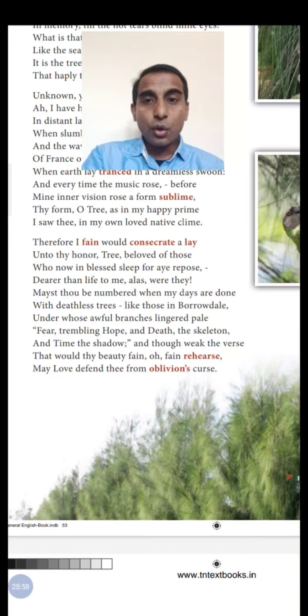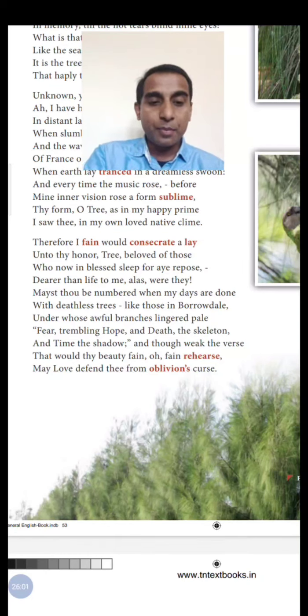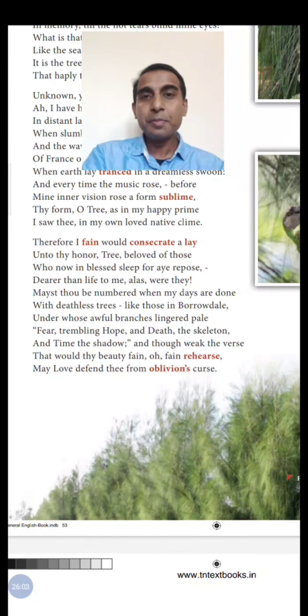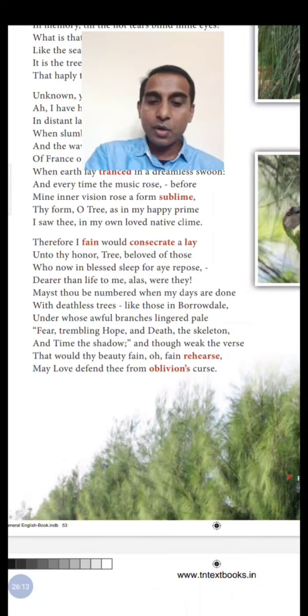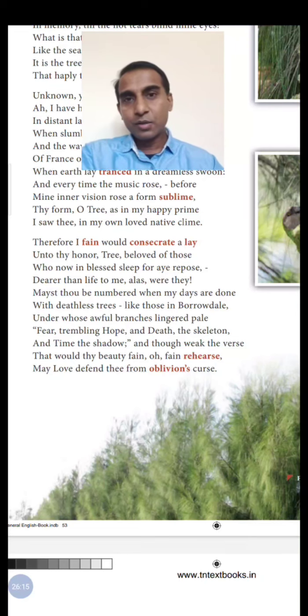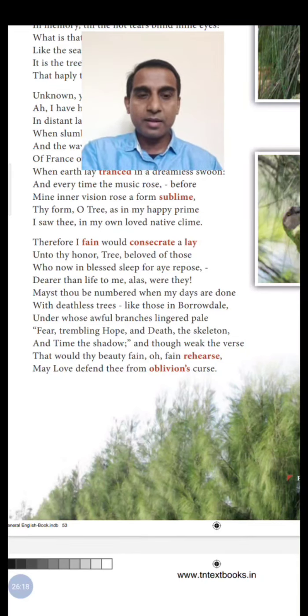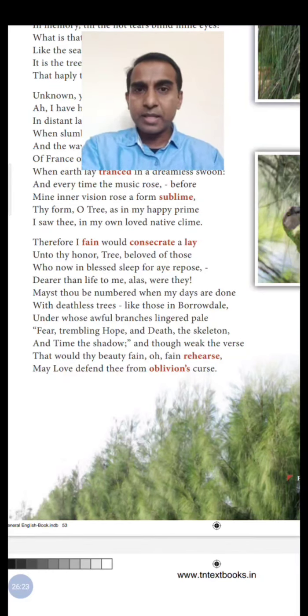Tree beloved of those who now in blessed sleep for aye repose. Now I know all the people who played with the tree, when I think about the memories, the kind of people who have come, all are in repose. All of them are at rest now. All of them are no more. They are all blessed to be at rest now because their journey in the earth is over. Dearer than life to me, alas, were they. But these are the people who are more valuable than my own life.